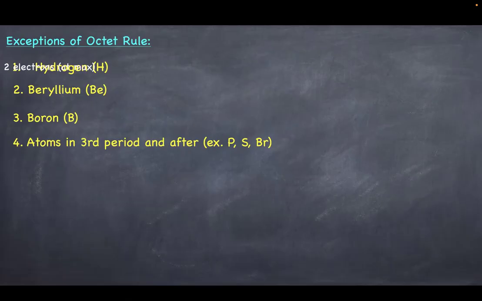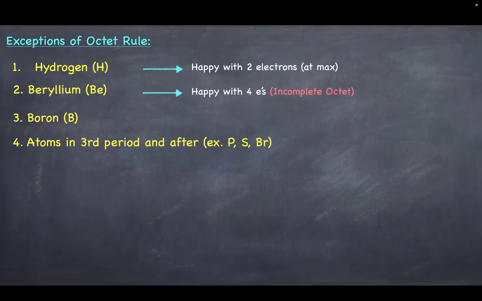So in the case of hydrogen, hydrogen is happy or stable with 2 electrons and only 2 electrons, not more than that. Beryllium, on the other hand, first of all, beryllium is a metal. So you might think it doesn't do covalent bonding, but it can do covalent bonds as well. But when it does that, it's happy with 4 electrons. So it doesn't need to have more than that. So we say it has an incomplete octet. Then it's boron. So boron can have 6 electrons, meaning it can have an incomplete octet, or it can have 8 electrons. Then in that case, it has a complete octet, but we don't want to push it for more than 8.